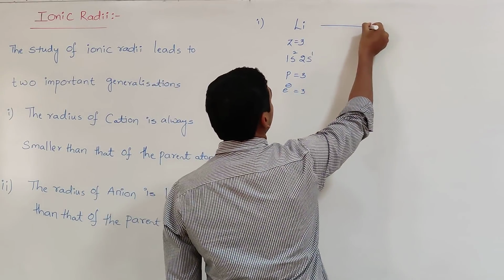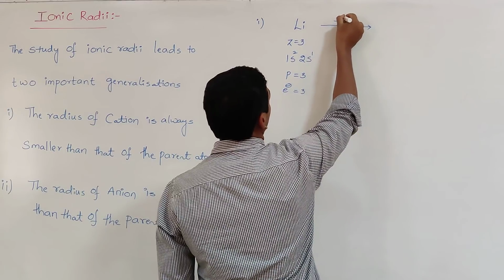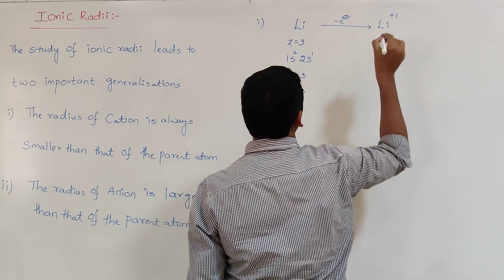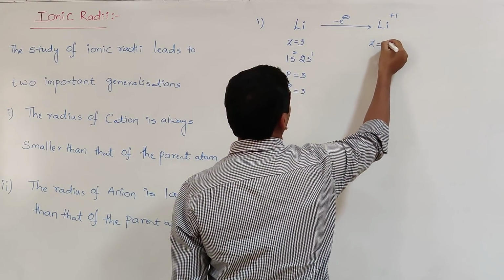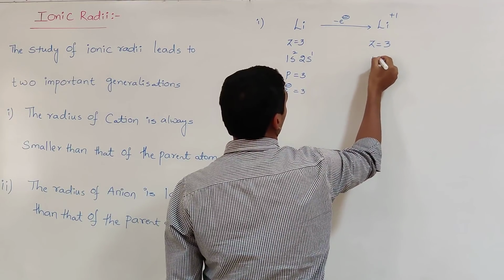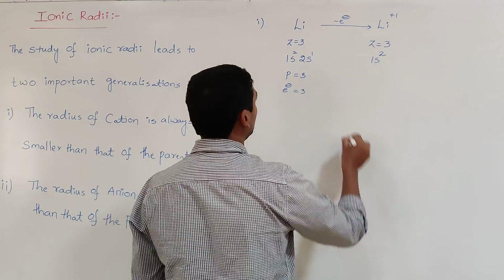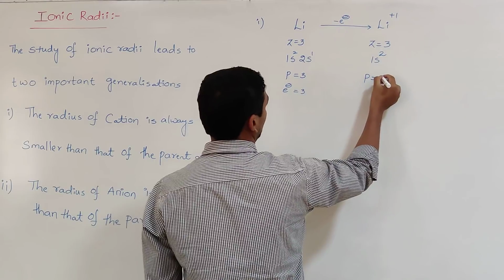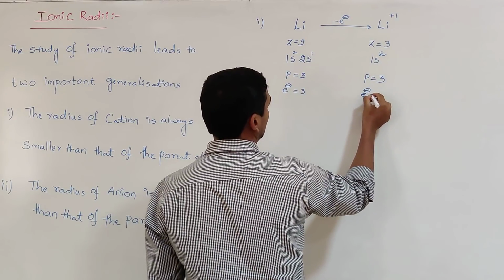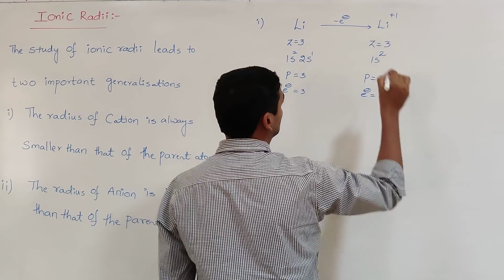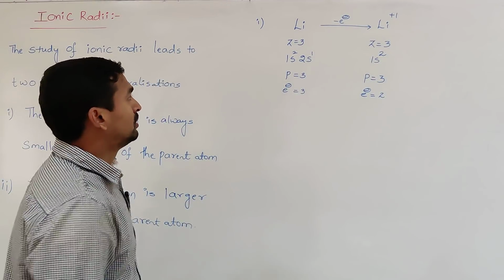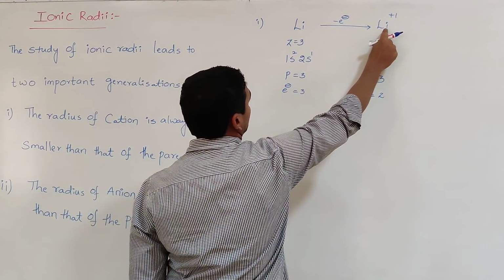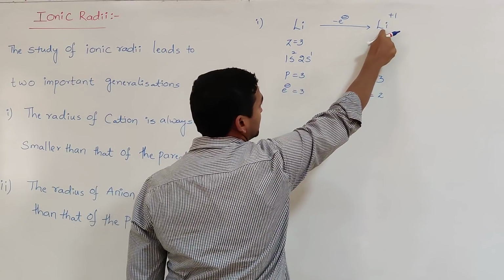From lithium, one electron is removed. As a result, a positive charge of plus 1 is developed. The atomic number remains the same. The electronic configuration is 1s2, because the electron is removed from the 2s subshell. The number of protons remains the same, but the number of electrons decreases from 3 to 2. Now this lithium is the parent atom. By loss of an electron, the ion formed, lithium plus one ion, is called the cation.